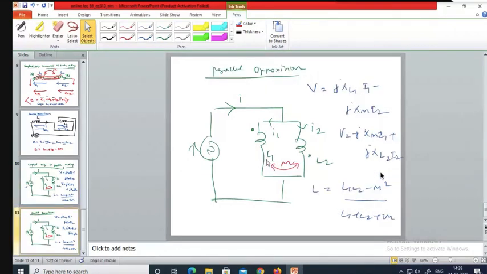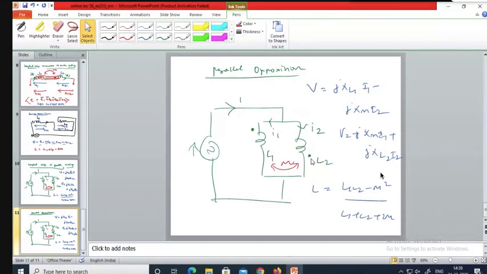So in the second case, what happens? The currents try to induce EMF in different directions such that the EMFs get cancelled to a certain extent. Therefore, the total inductance also reduces: (L1 L2 minus M square) divided by (L1 plus L2 plus 2M). So this is how you can have a connection of coupled coils, whether in series or in parallel.